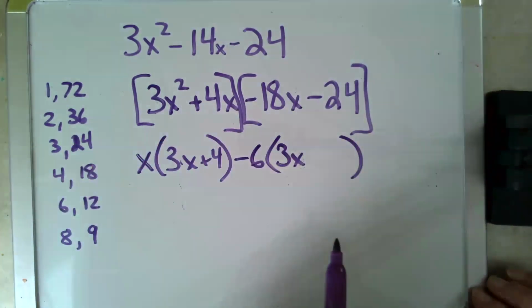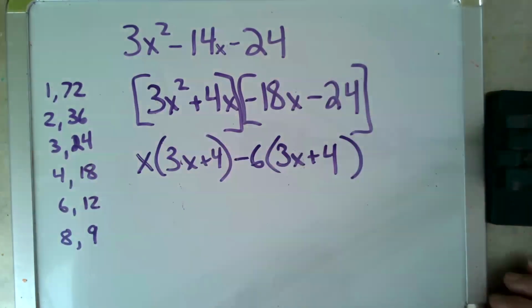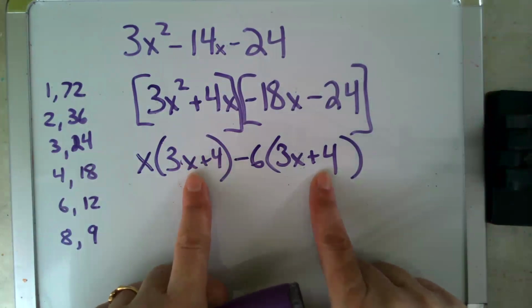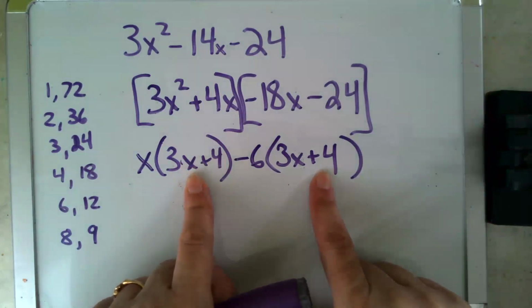And negative 24 divided by negative 6 leaves me with positive 4. Now, here's your check. What is currently inside your parentheses should be the same. If it's not, you did something wrong, go back.